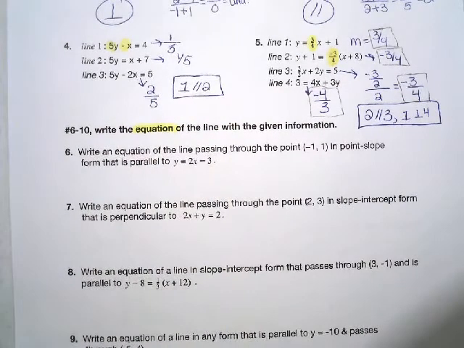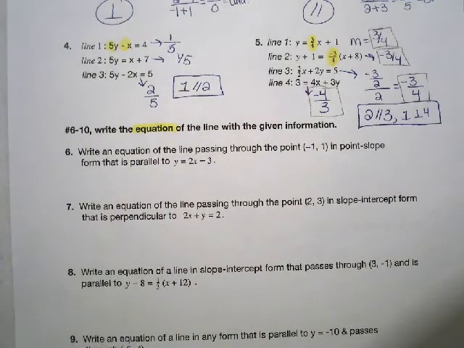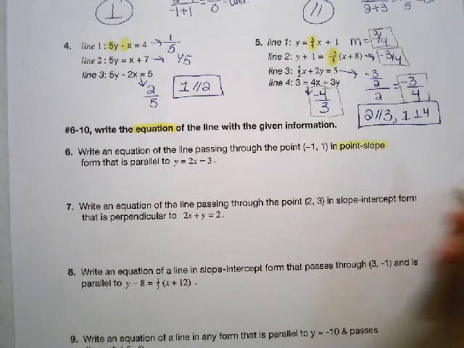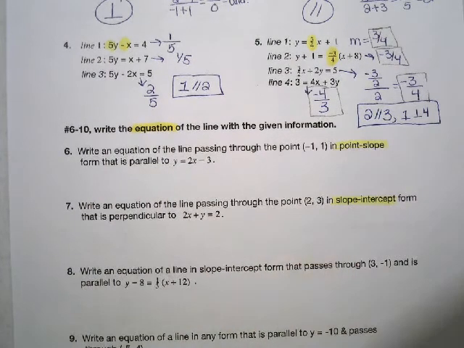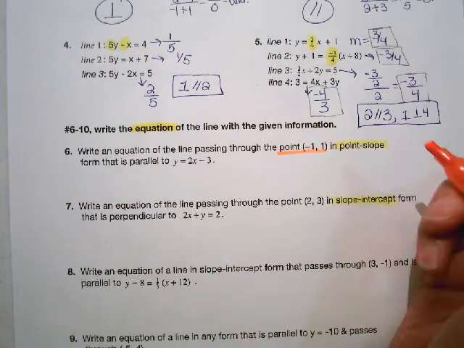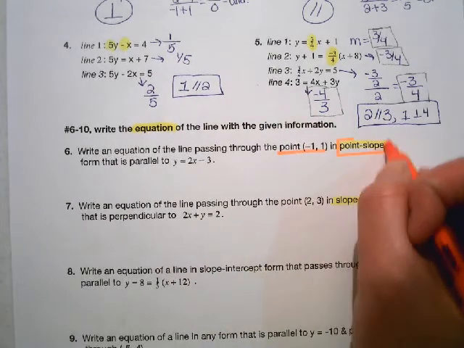Okay? The last part of today's lesson is now actually you writing the equations. So now you actually have to write the equations. Most of the time, not all, but most of the time, they'll tell you what form they want. So you'll see here it says point slope or it says slope intercept. So you have to pay attention to what form they ask you for.